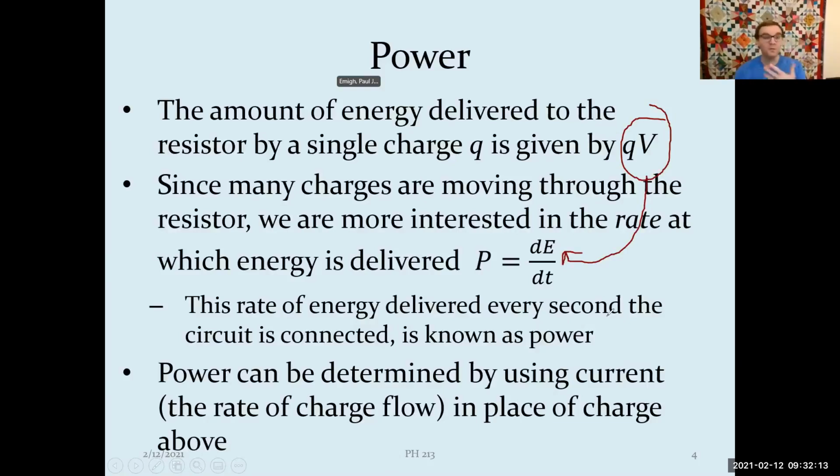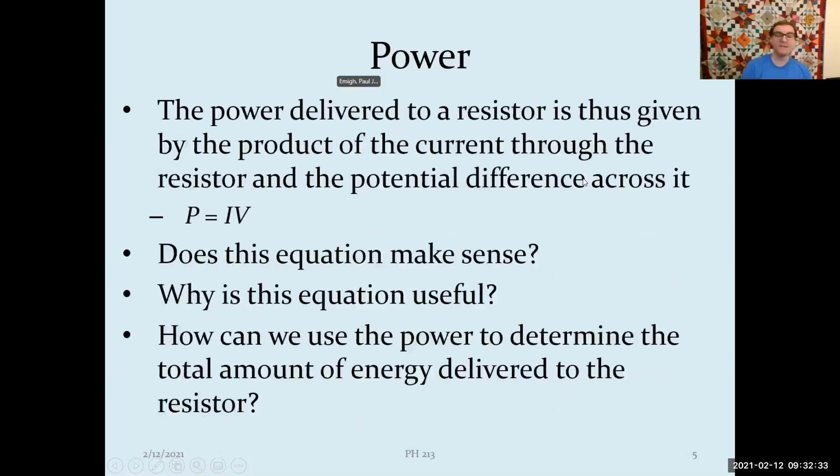As long as our voltage, our potential difference, remains constant in time, we can take that V outside of the derivative, and we just have an equation which looks like V times dQ/dt. And as we talked about last week, dQ/dt is the current. That's the definition of current, right? So this is how you get that the power is equal to I times V.